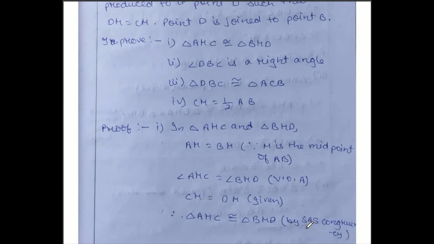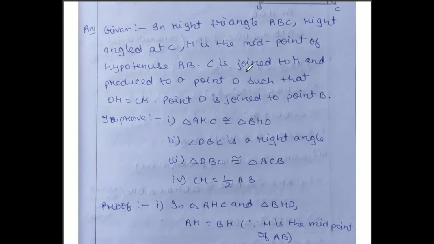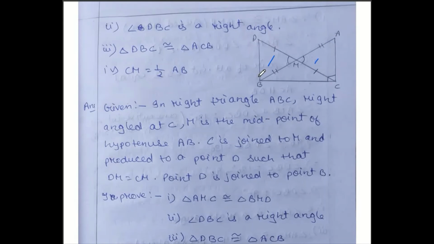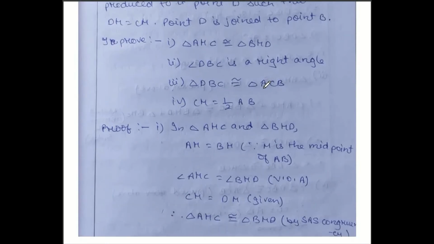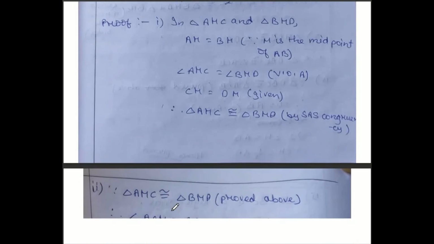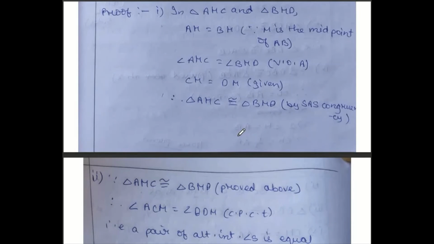First one done. Now second, I have to prove angle DBC is a right angle. That means this angle DBC, we are going to show it is 90 degree. So for that, first congruency is done. Now since both the triangles are already congruent, I have proved already in question number 1.